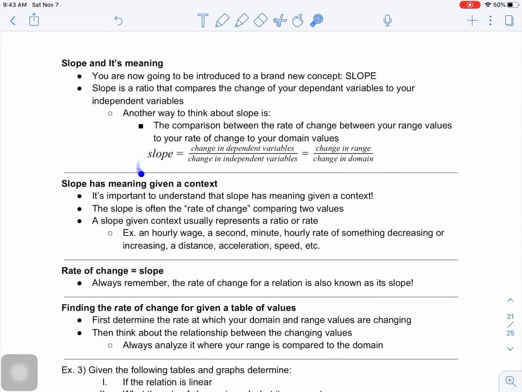So this we will learn, and sometimes the slope has its meaning, pretty much all the time, in fact, especially if you have context. So you're going to be introduced to the brand new concept, slope.